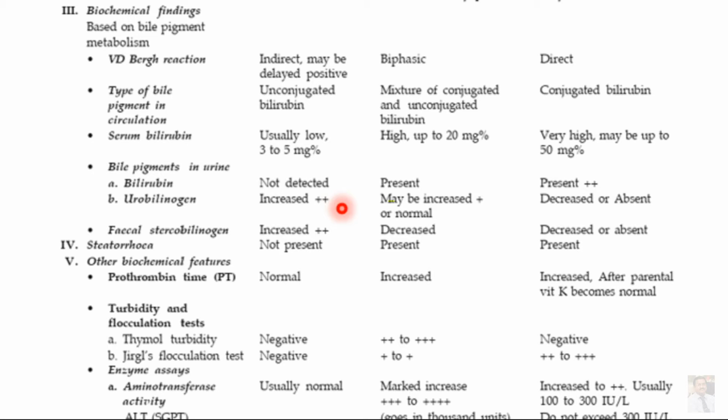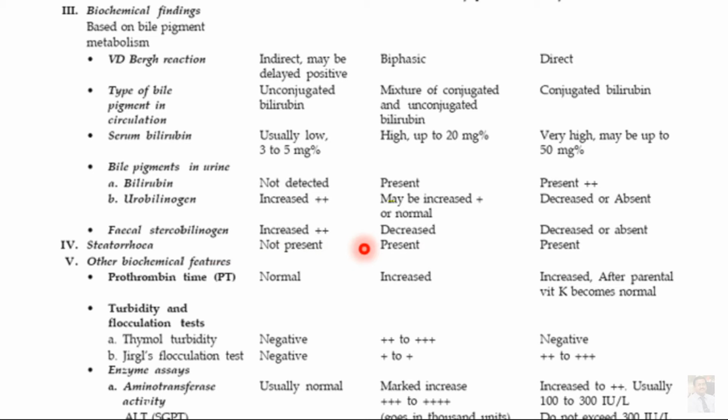Third type is fecal stercobilin. In the first type, there are very high levels of stercobilin in the feces. The second one is decreased, and the third type is decreased or absent. So this is also an indicative measure. And the next one is steatorrhea. Steatorrhea, as you know very well, is the excretion of excessive fat in the feces. That is usually not present in the first case, and in the second and third cases it is present.